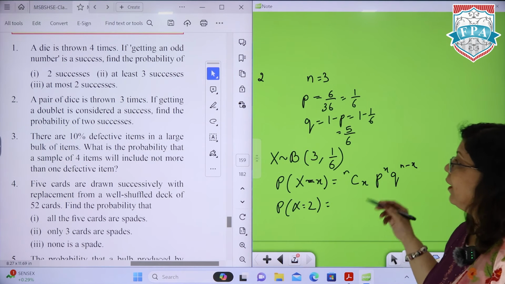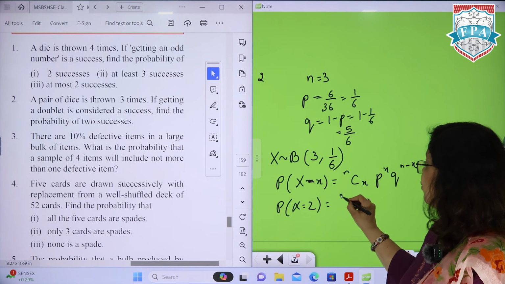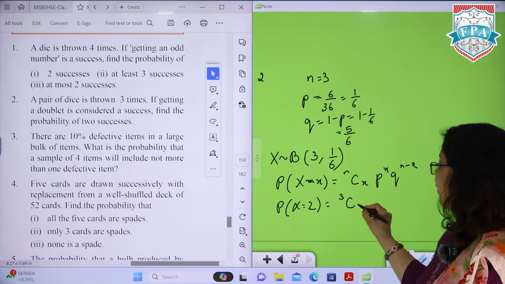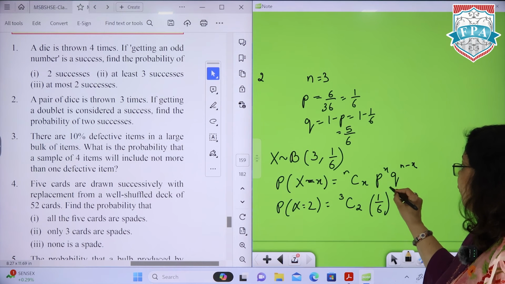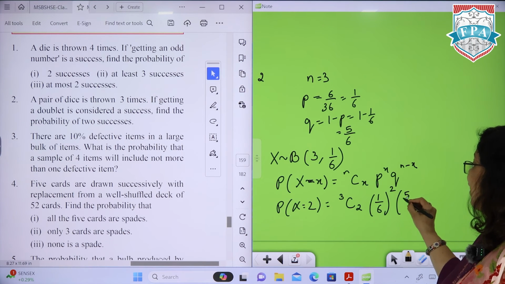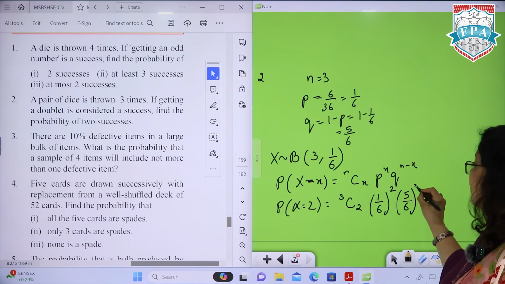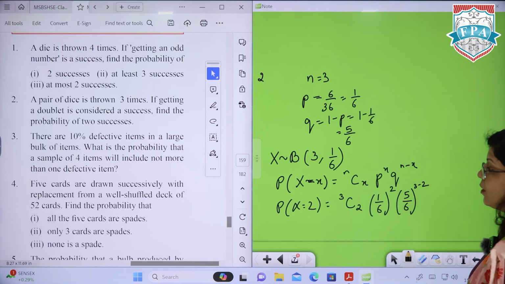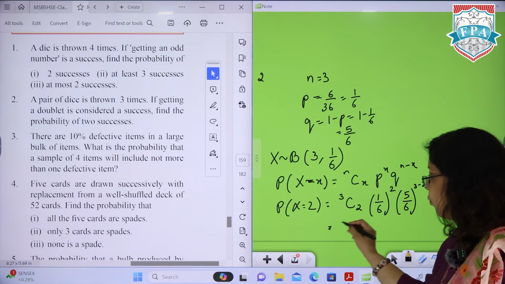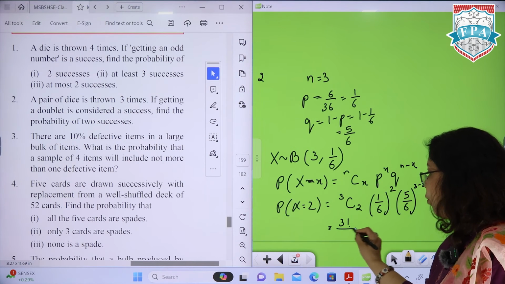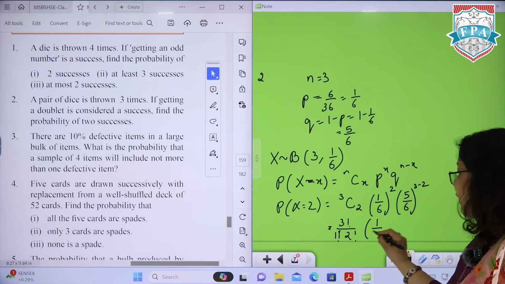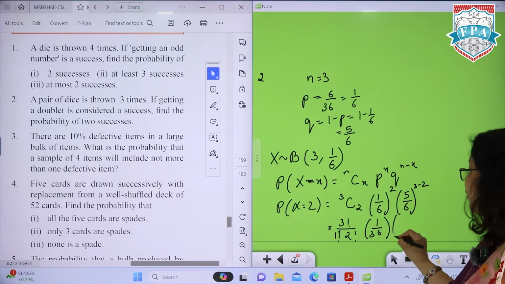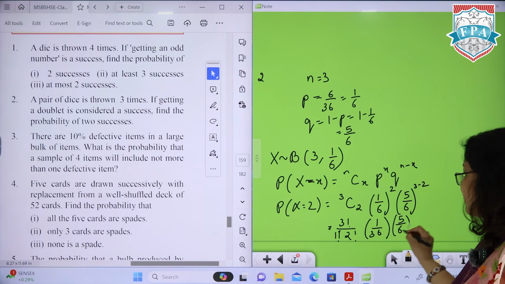We will get n is your 3 chances. 2 you need. p is 1 by 6 to the power of 2. q is 5 by 6 to the power of 3 minus 2. So 3C2, when we calculate, is factorial 3 upon factorial 1 and factorial 2. This is 1 by 36 and this value will be 5 by 6.